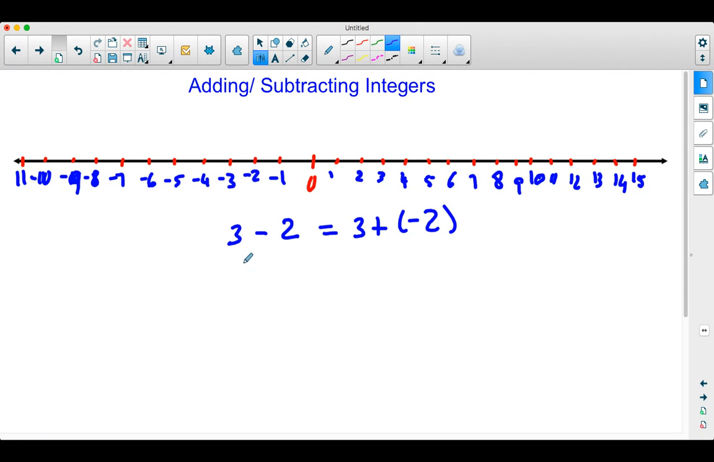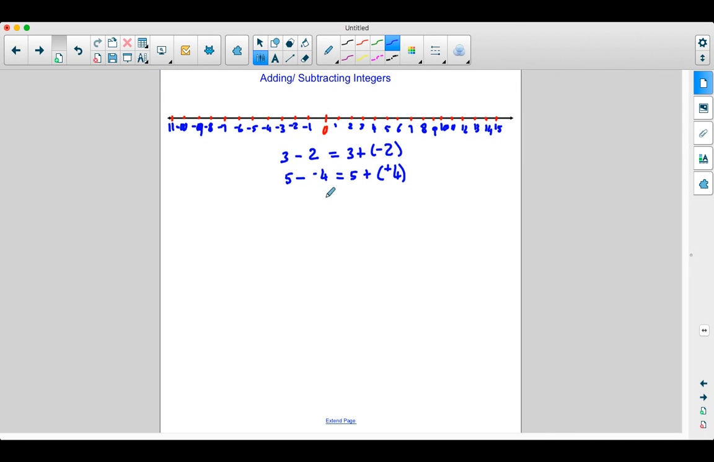Note also, if you have a situation like 5 minus negative 4, it's the same as 5 plus positive 4. Okay, this is where the concept of subtraction is adding the opposite comes from. Okay, so if this is clear, let's take a look at some examples so that we can learn to add integers.